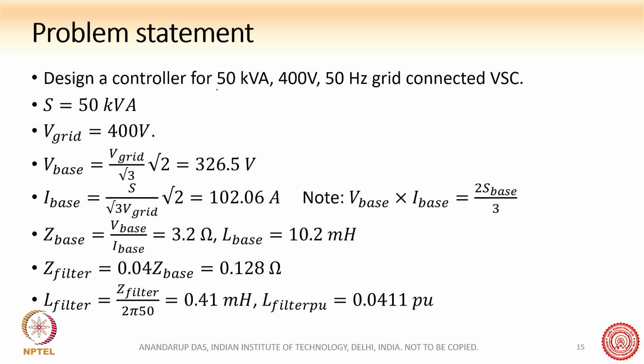Suppose you want to design a 50 kVA, 400 volt, 50 hertz grid connected VSC. So let us first make the per unit calculations. You have S equal to 50 kVA and V grid is 400 volt. And then you are defining V base as the peak of the phase voltage. You can see here, this is the peak of phase voltage.